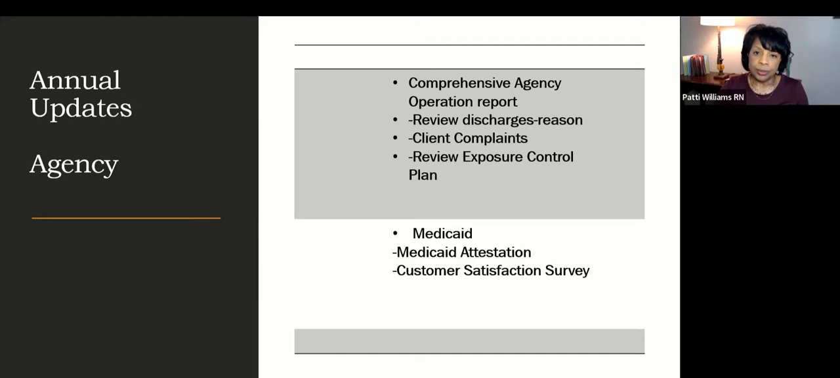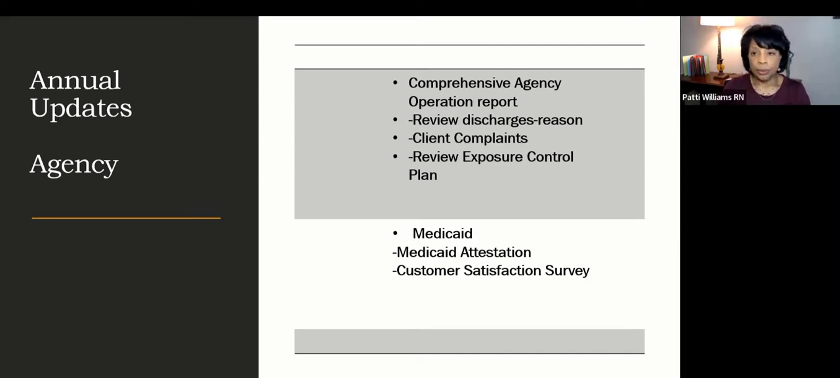The other thing that you want to do on an annual basis is you want to review your discharges and the reasons for discharge. Because if you're constantly getting people discharged because their aide is not showing up or they're leaving early or not doing their work, that's an area that you really want to address. And that's something that the surveyors will look at. So pay attention to your reasons for discharge. And if they're repetitive, you want to put that as an area that you want to start working on.